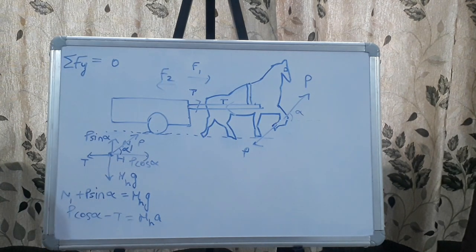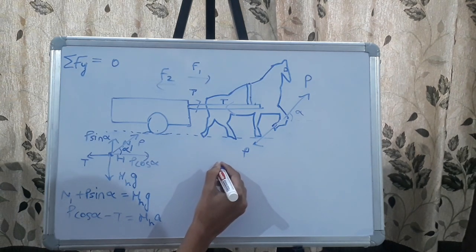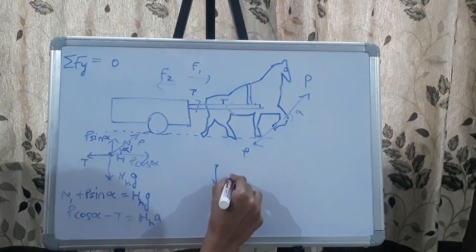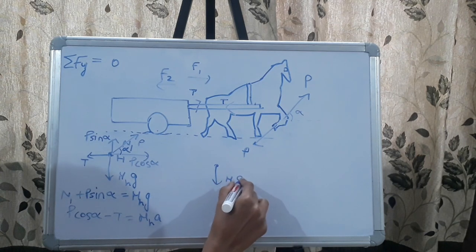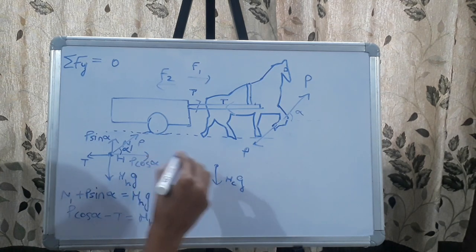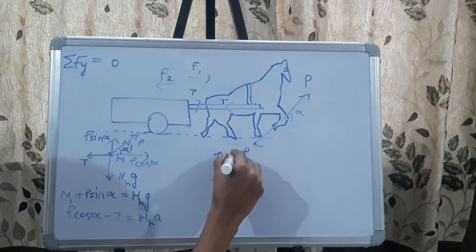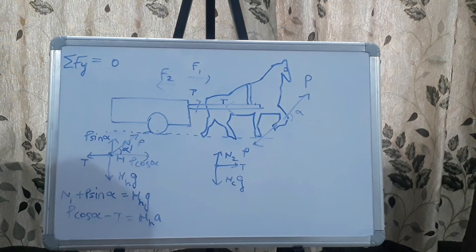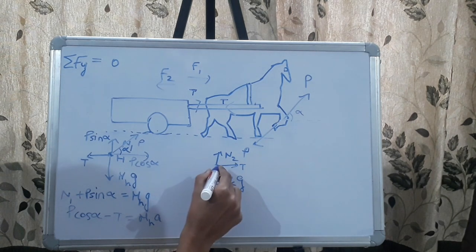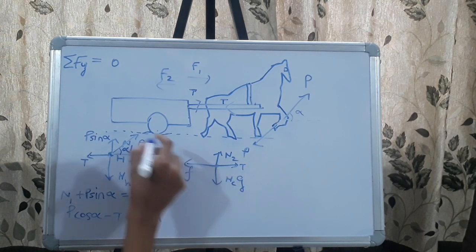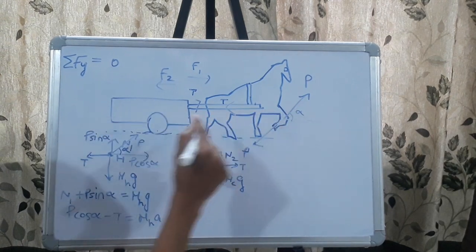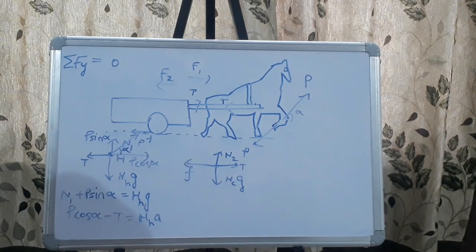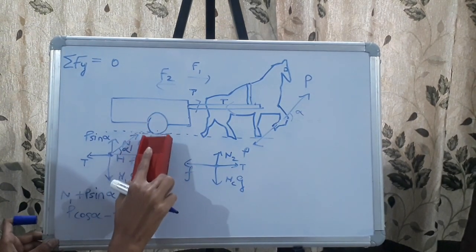Now let's talk about the forces that are acting on the cart. So this is the cart. There is the mass of the cart times acceleration due to gravity, which is its weight. And there is the normal reaction N2, and the tension is along this direction. There is also a frictional force: when the cart is moving in this direction, there is a frictional force acting in the opposite direction. Let me call that small f.